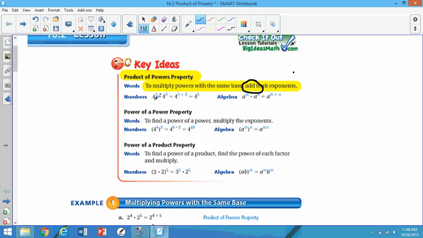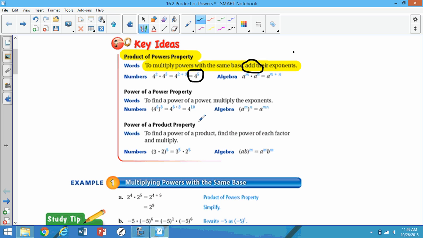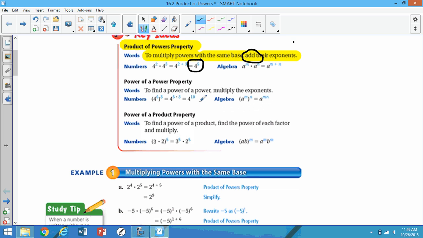So if I have 4 squared times 4 cubed, that becomes 4 to the 2 plus 3 of your exponents. You take those two exponents, 2 and 3, you add them together, and then you end up with 4 to the 5th. So to find a product of powers, you add the exponents.